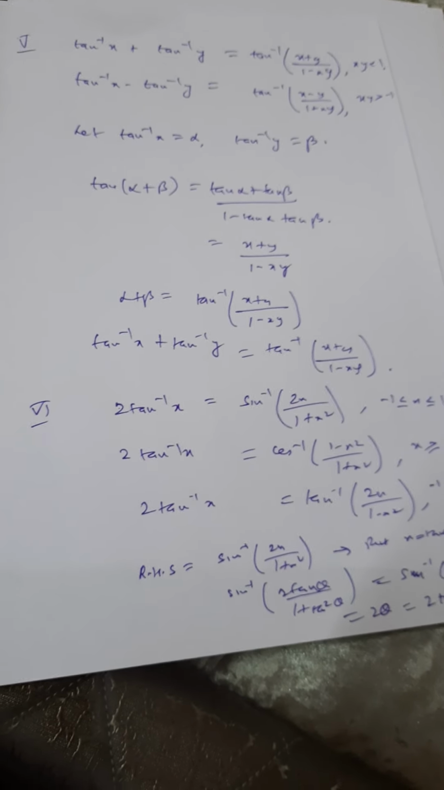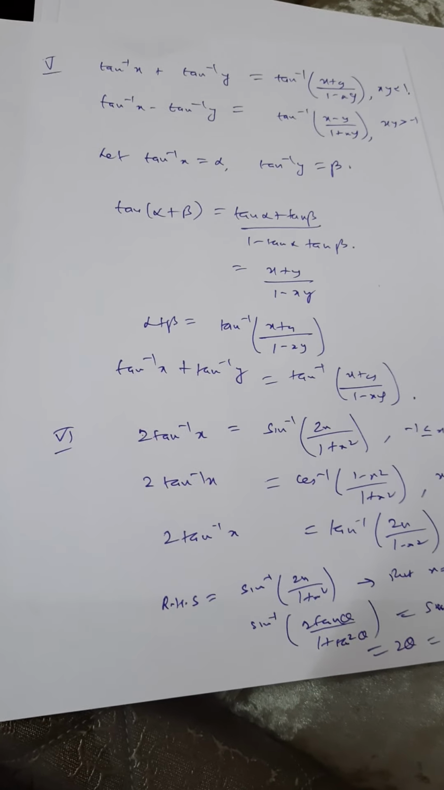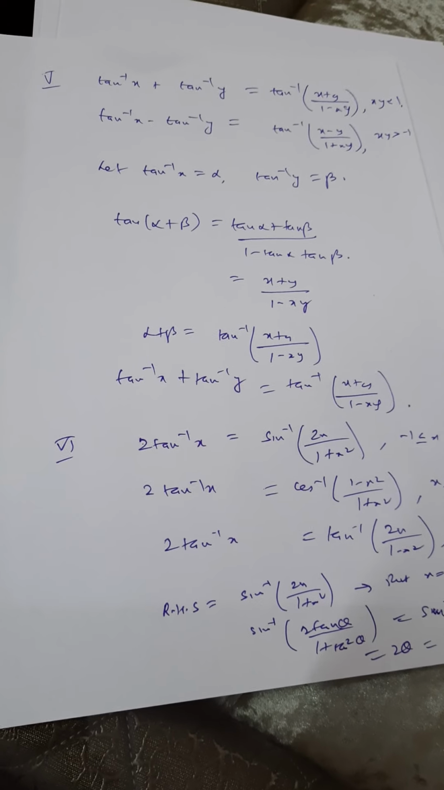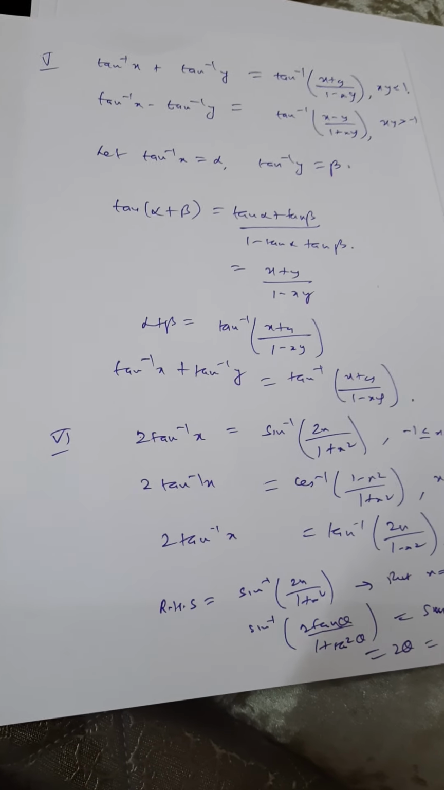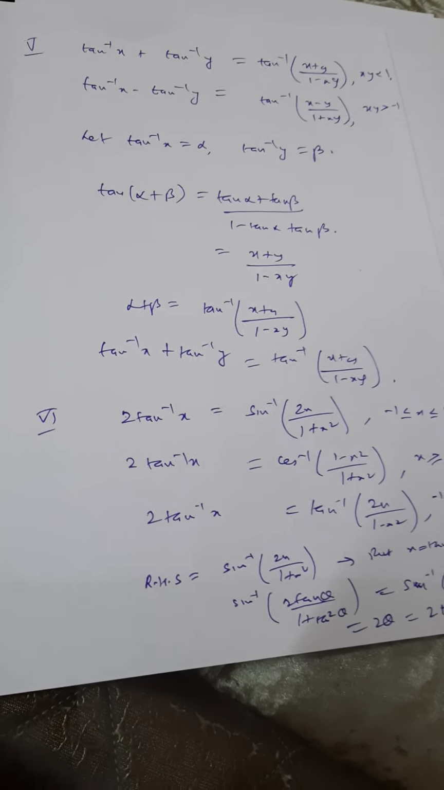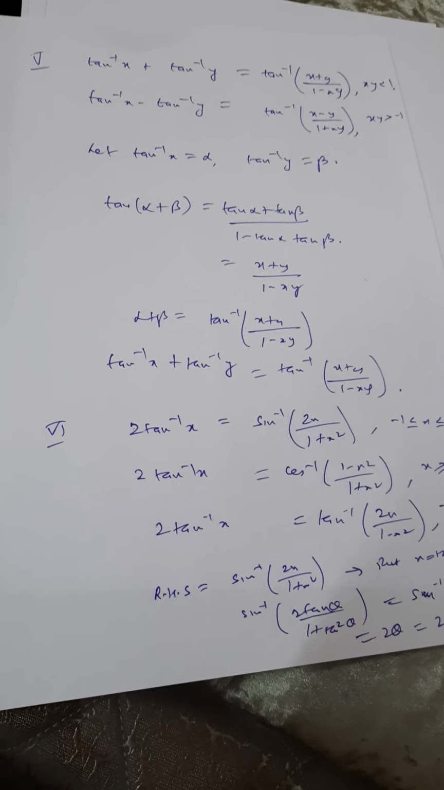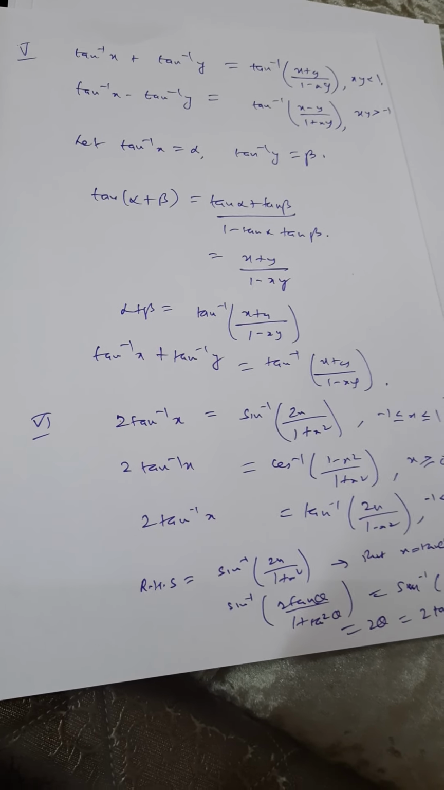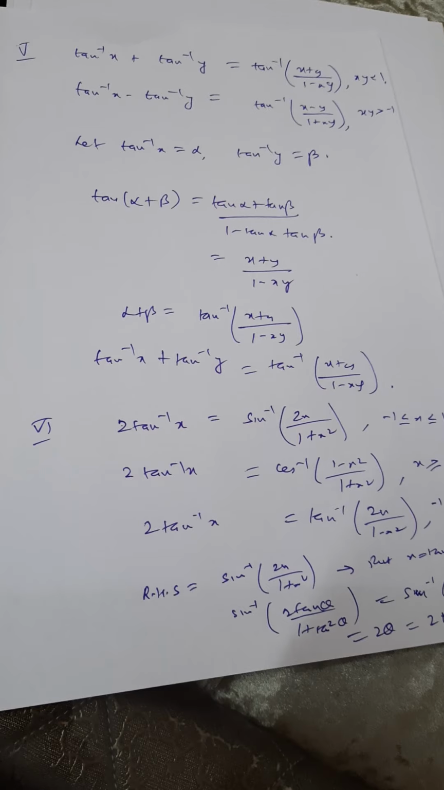Now the second one. Second one is sine inverse minus x is minus sine inverse x, x belongs to the closed interval minus 1 to 1. Tan inverse minus x is minus tan inverse x, x belongs to R. And cosec inverse minus x is minus cosec inverse x, x greater than or equal to 1, x less than or equal to minus 1.